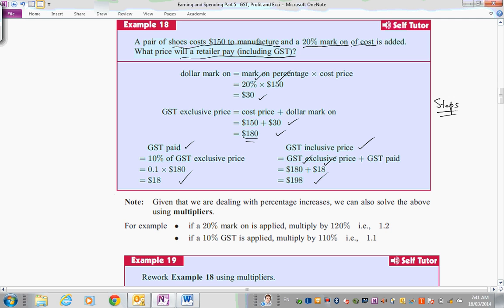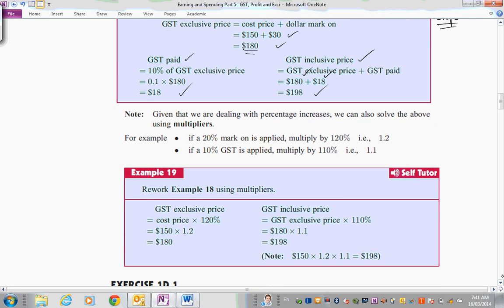Now, there is an easier way. I wondered if you thought, as we went through, that you might be able to do better. Here it is. We're dealing with percentage increases, so we could use multipliers. If a 20% mark on is applied, you could multiply by 1.2, because you've got one lot of the cost plus 20% profit, 0.2 of the cost. So that's equivalent to 1.2 lots of the cost. That's where the multiplier comes from. So maybe instead of finding 20% and adding it on, just multiply by 1.2 and go straight to the final answer. Okay, we'll have a look at that in a minute.